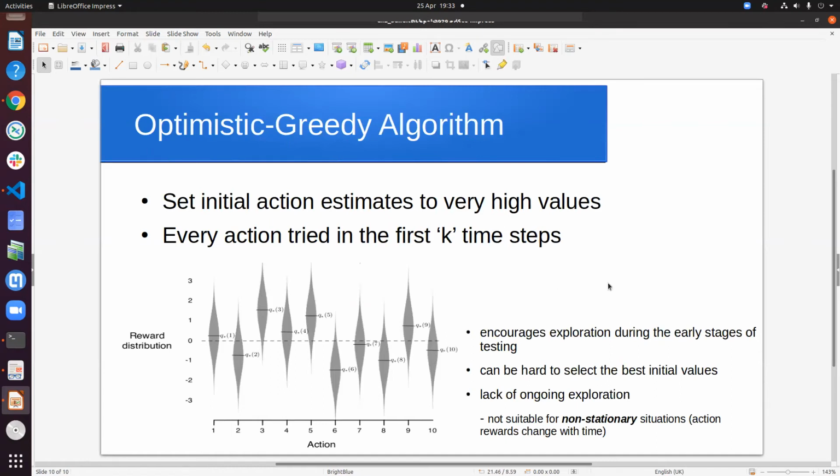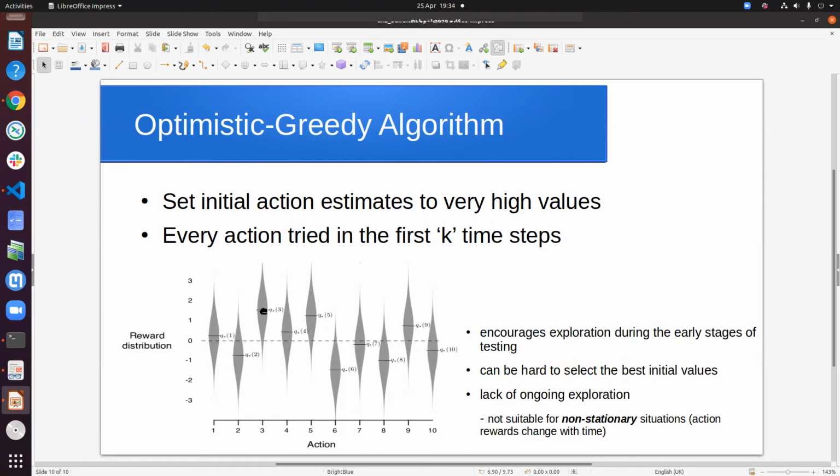Yeah, and the final algorithm I'm going to look at before passing over to Ali is the optimistic greedy one. The graph here shows a 10-arm bandit problem, taken from the Sutton and Barto book. For each of the available actions, there is an underlying probability distribution with a random mean. In this case, action number 3 is the best.